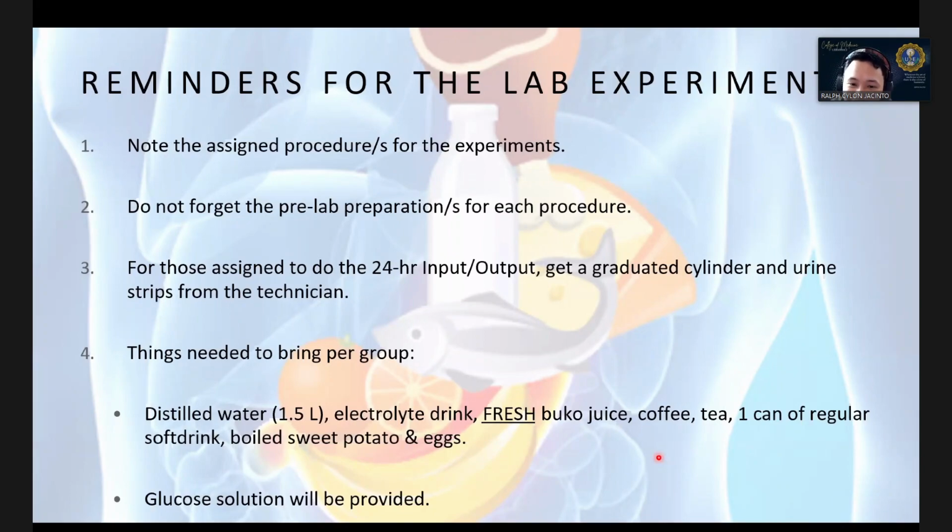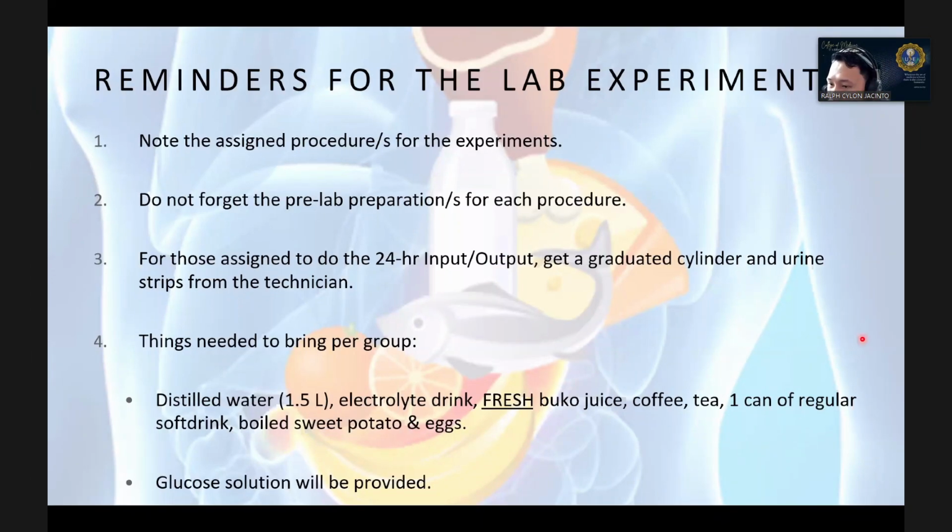Naka-post na ba siya? Ayan, okay, I think it's posted na. So yung reminders for GIT and renal experiments. And as well as there's also a video guide for the PE of the abdomen. So kindly watch it before your lab session. Okay, where can we claim our lab manuals? So lab manuals are already available outside our office.